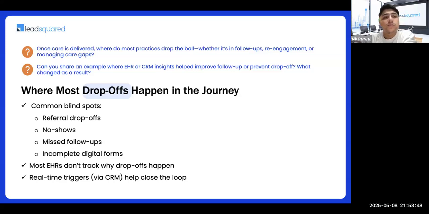So question to you, Wolf, is once care is delivered, where have you seen most practices drop the ball? Is it in follow-ups? Is it in re-engagement? Is it in managing care gaps? Is it once the treatment starts? Where have you seen this happen, even at Healthy Young Minds or in your previous organizations, where practices have ended up in that situation?